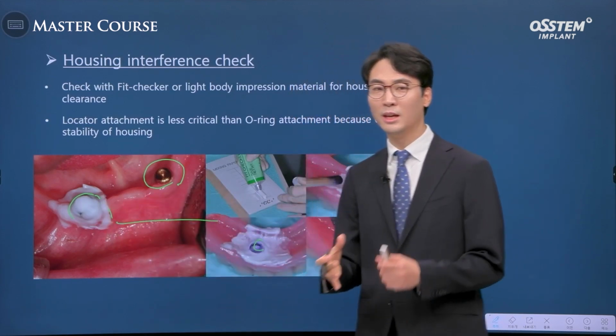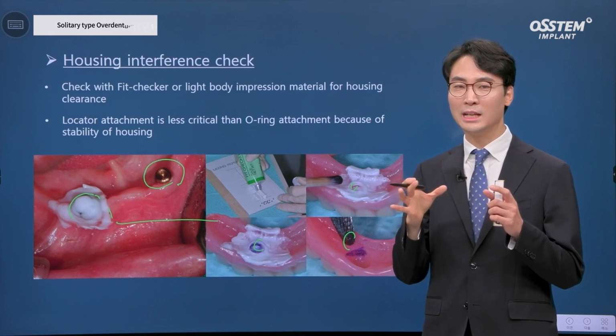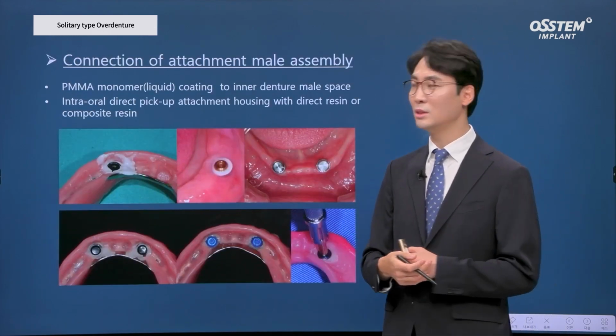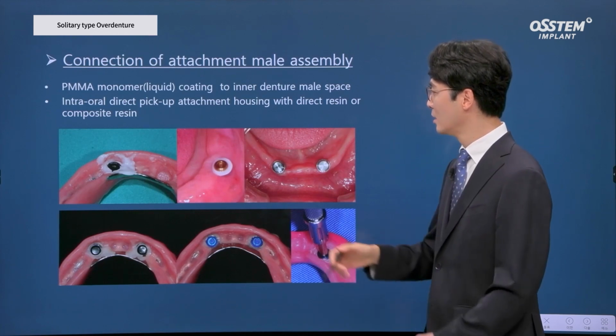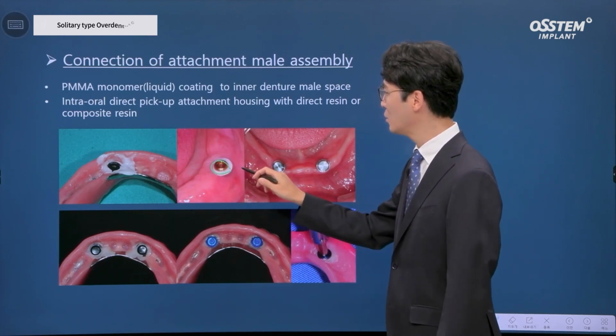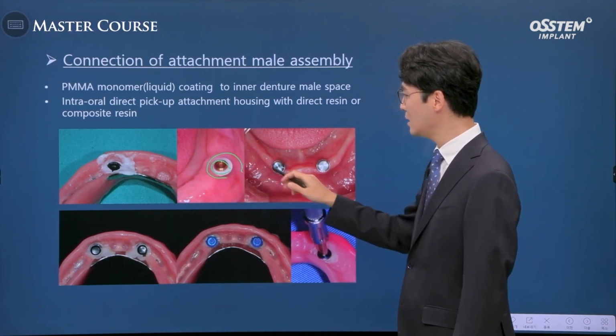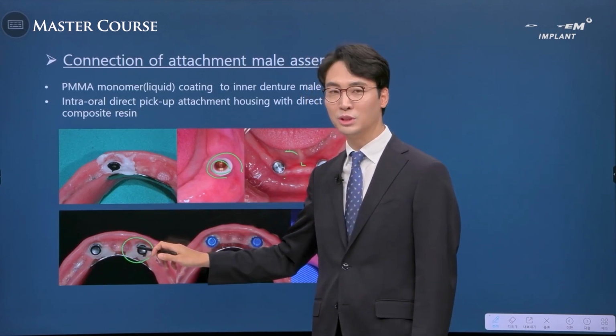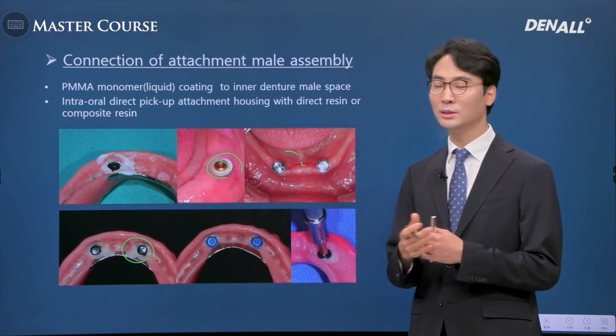You need to make sure that denture is completely seated without any holes being punched. After that, the adhesion is done, attachments are connected, spacer is connected here. After that, metal housing is connected to the denture.